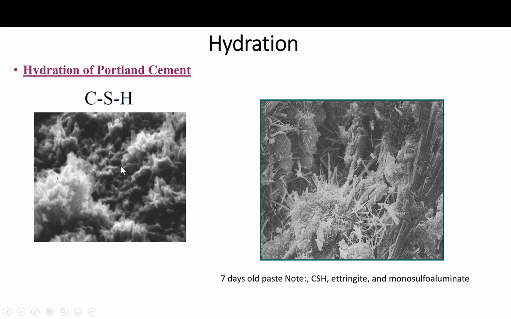More photos here. This shows the fibrous amorphous nature of the calcium silicate hydrate, again taken under the scanning electron microscope. This is a 7 days old paste. It shows the calcium silicate hydrate all over the place. It shows the ettringite needles and the monosulfoaluminate in some places right here. Okay, so this is very powerful stuff that you can see with the scanning electron microscope.